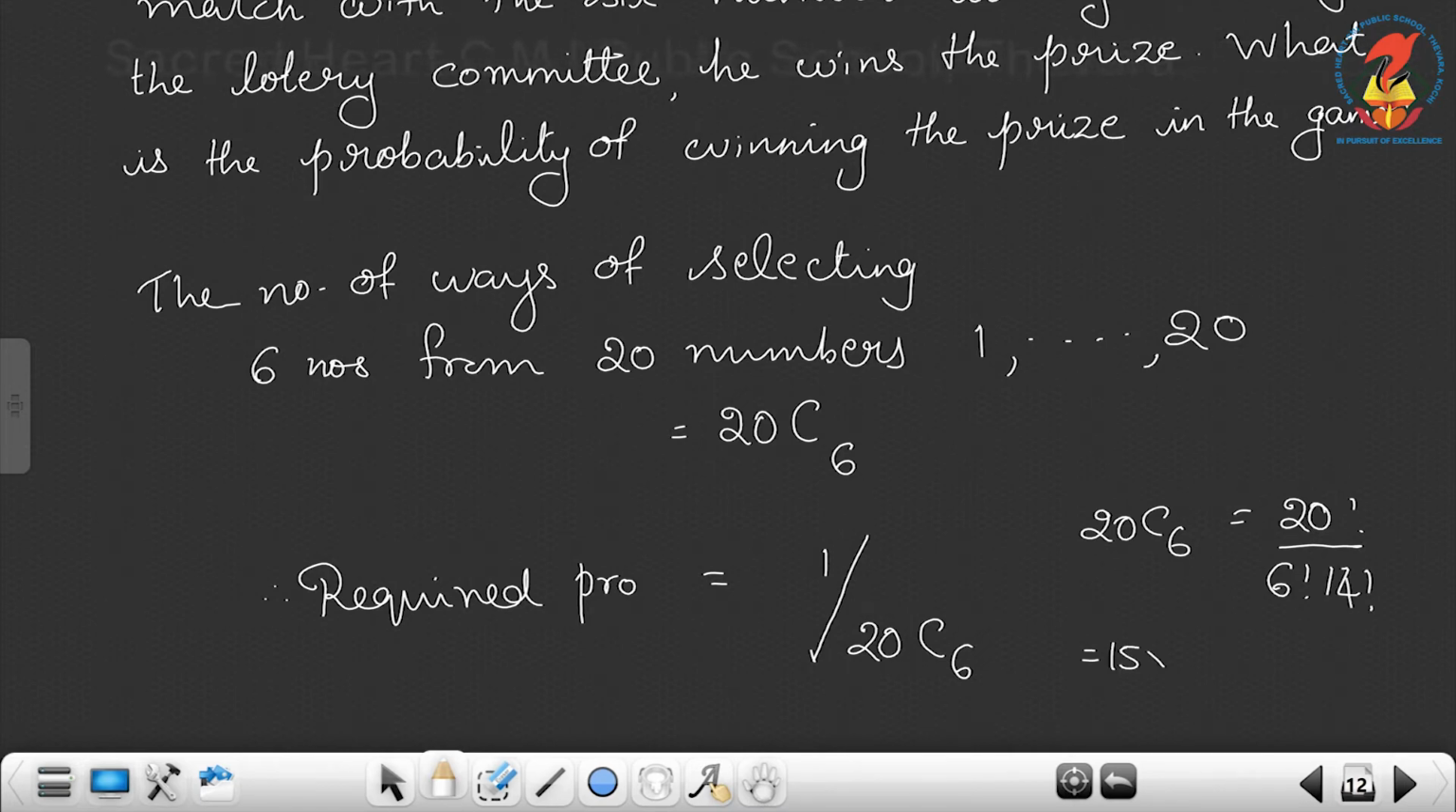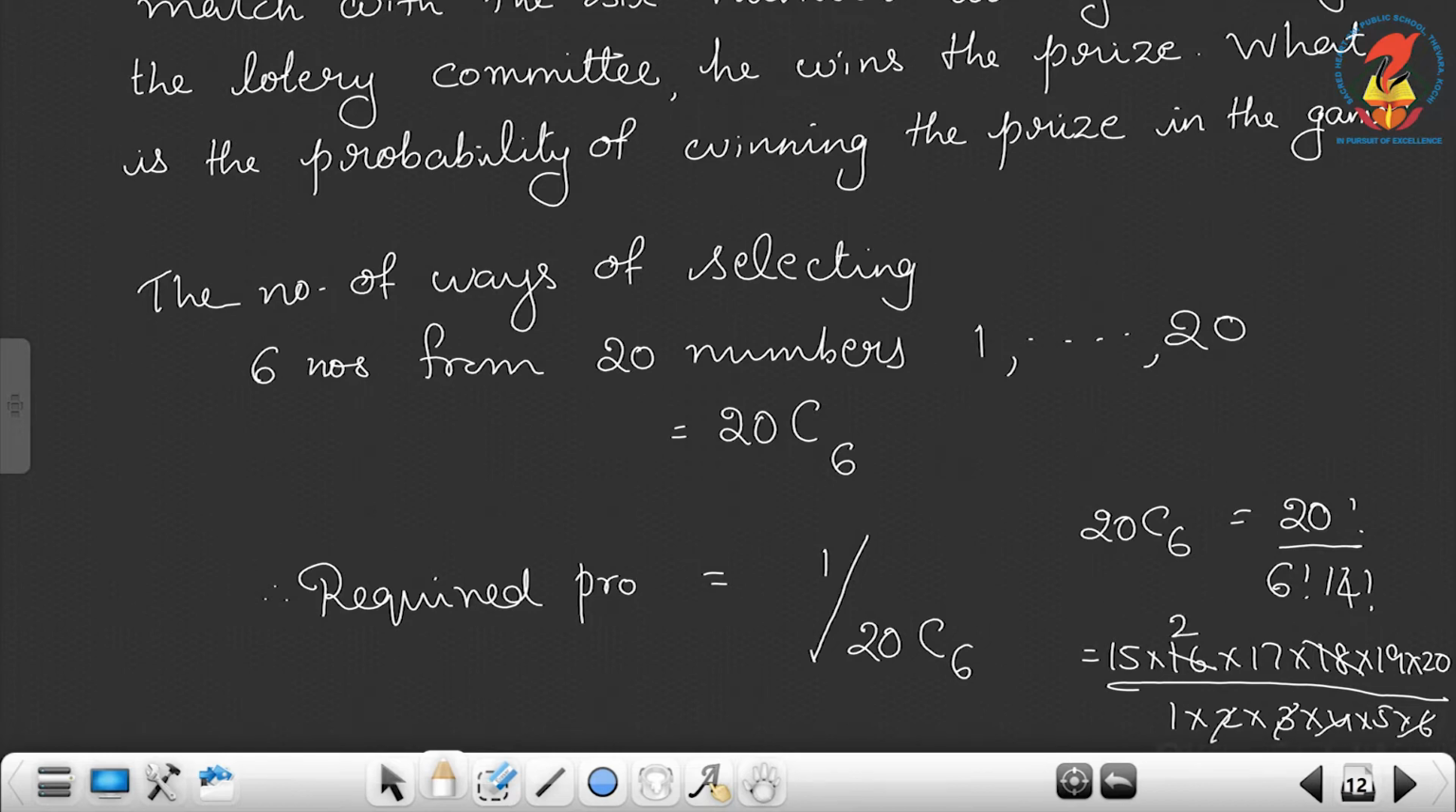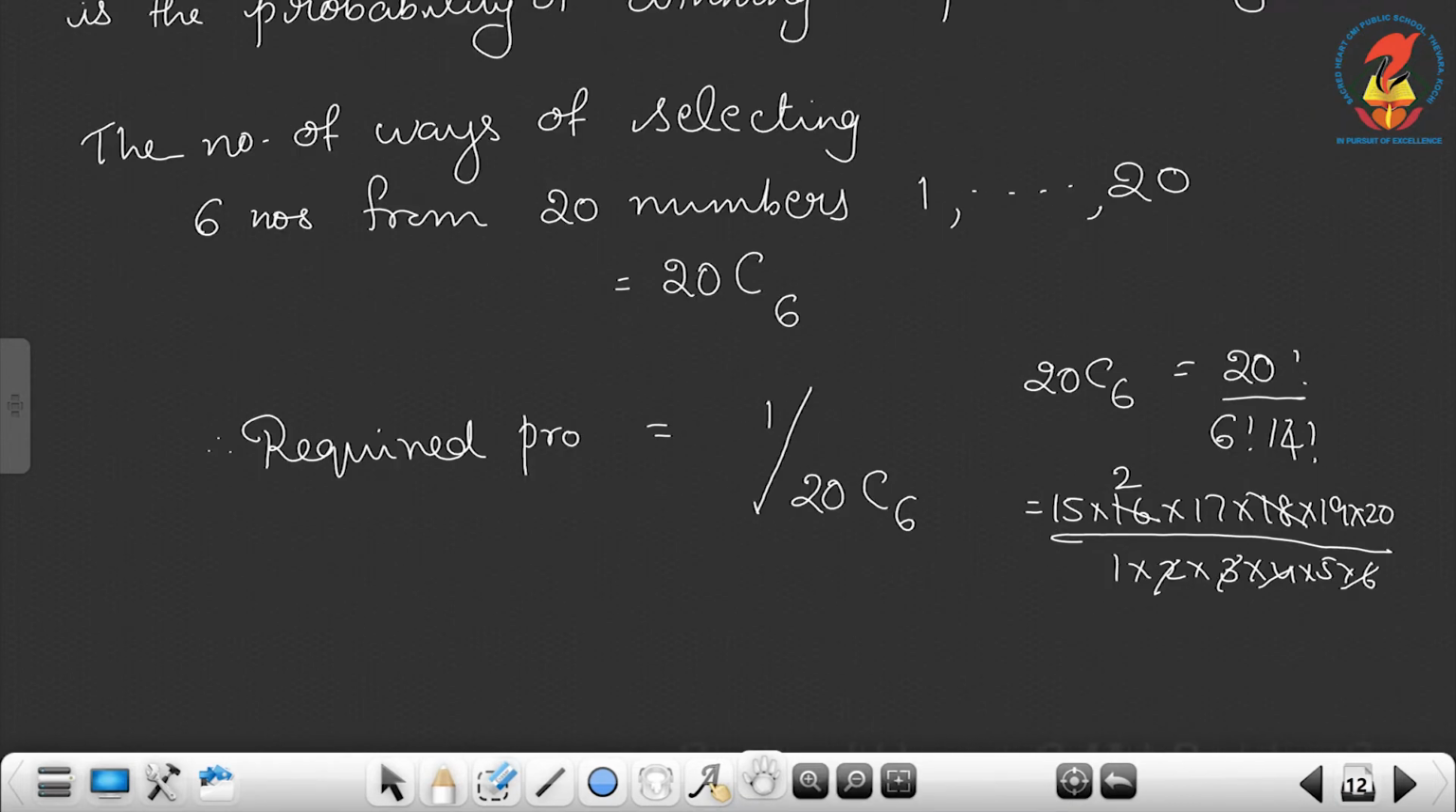So that is 15 into 16 into 17 into 18 into 19 into 20, by 6 factorial, 1 into 2 into 3 into 4 into 5 into 6. 6 3s are 18, 18 cancel. 4 into 2, 16, 2. Then you have to multiply. Okay, so multiply and write the answer.